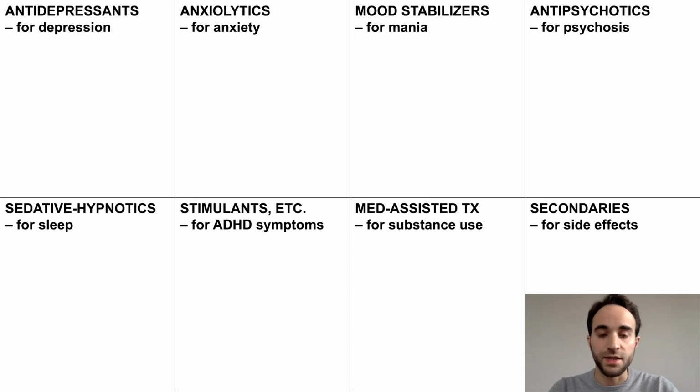Next, for each of these classes, I'll outline subclasses of medications, along with examples. Don't feel that you need to memorize all of these names now. Just get a sense for the different options you have in each of these classes.